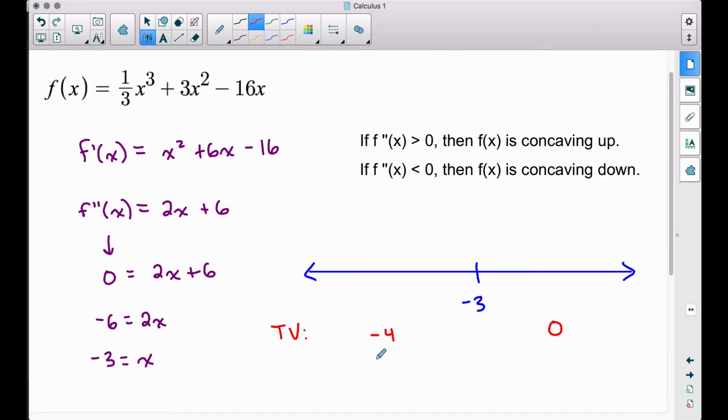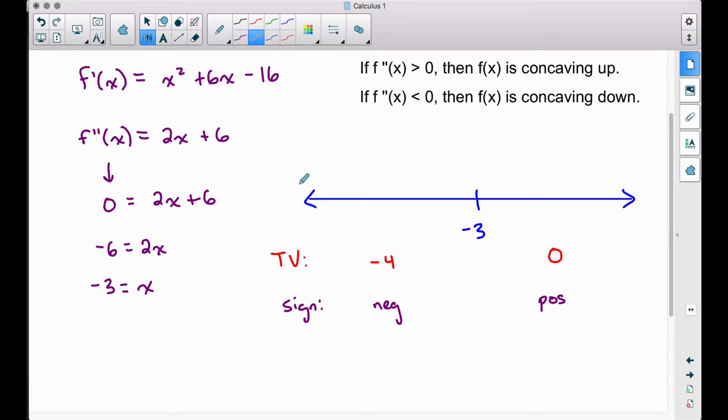Let's plug these test values into our second derivative, and all we care about is the sign of that second derivative. So the sign, when we take this test value of negative 4, when you plug it into here, you get 2 times negative 4 is negative 8. Plus 6, yes, that gives us a negative 2, but all I really care about is the sign. It is a negative sign. And then finally plugging in 0, 2 times 0 plus 6 gives us 6. All we care about is the sign of that second derivative.